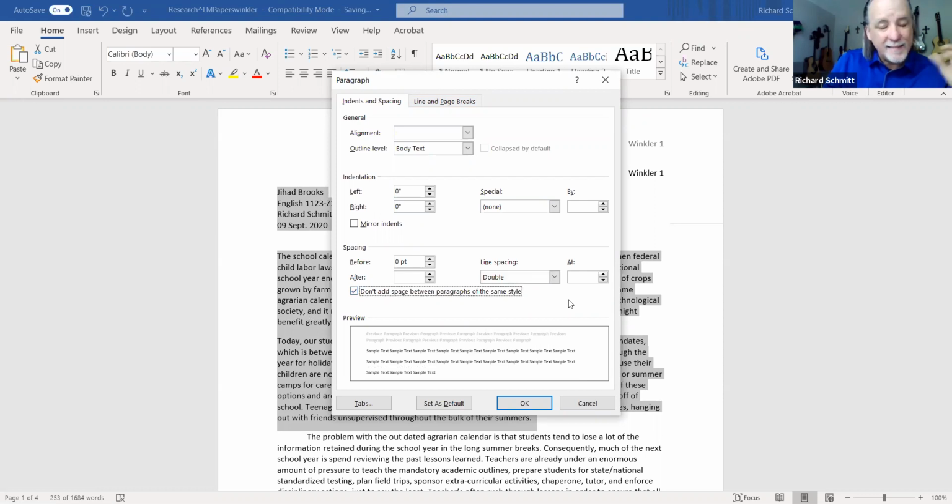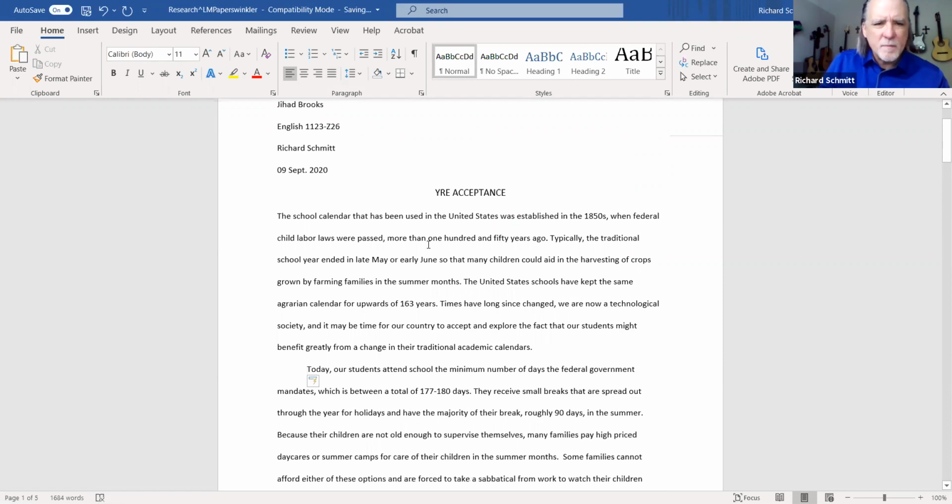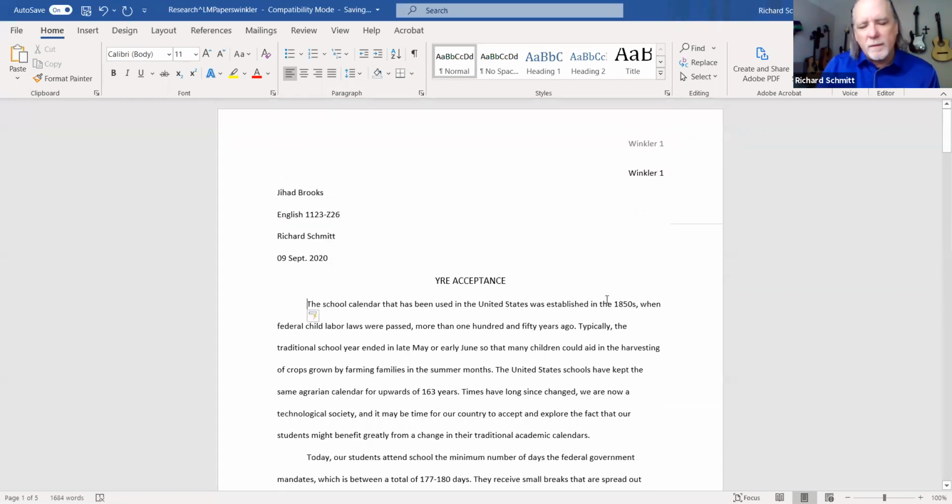So I'm going to click that. This is in Word again. And then when I do that, it double spaces it for me. Of course, I didn't do my indenting. Indent your paragraphs. And then you've got a pretty paper, or at least a paper that looks the way it's supposed to look.